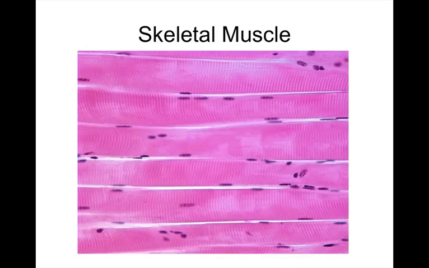Skeletal muscle, nice one. So for the skeletal muscle, they're multinucleate and they have distinct striations, which you can see here, and the nuclei are often along the periphery of the cell. Why are they multinucleate? Don't cells usually just have one nucleus?